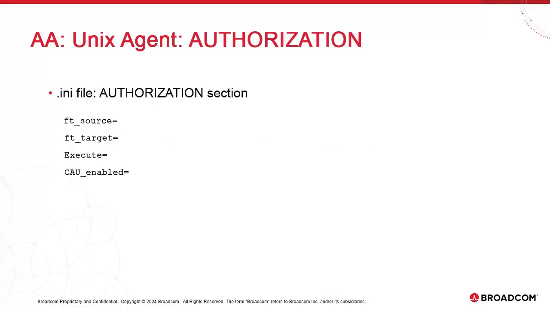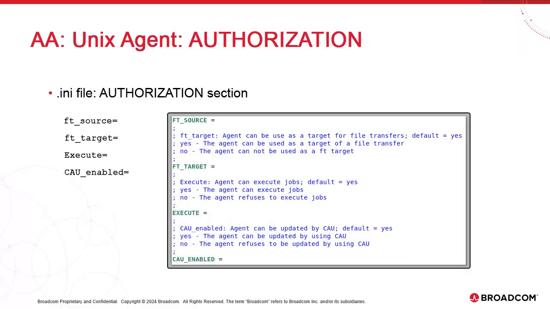We're able to place functional restrictions on the Unix agent. In the INI file, we have the authorization section in which we can enable or disable the following functions: serve as a file transfer source, as a target, run jobs, and be upgradable by CAU.